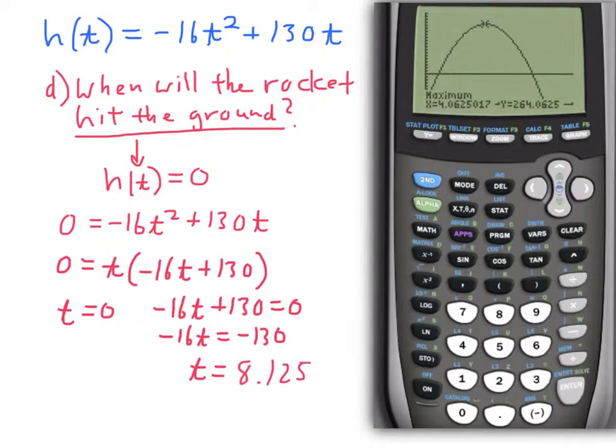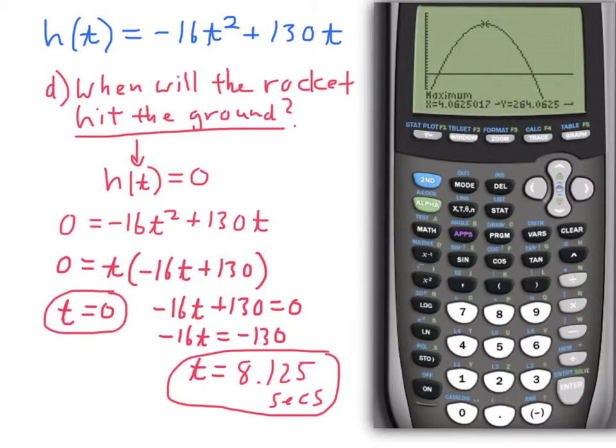And then when you divide both sides by negative 16, you get 8.125 seconds. And that would tell you really when it's going to come back and hit the ground. This solution here is showing you that it starts out on the ground, but then after it goes up and then comes back down, it's going to hit the ground after 8.125 seconds.